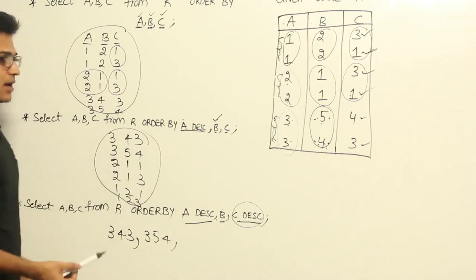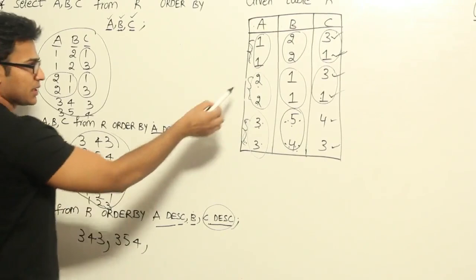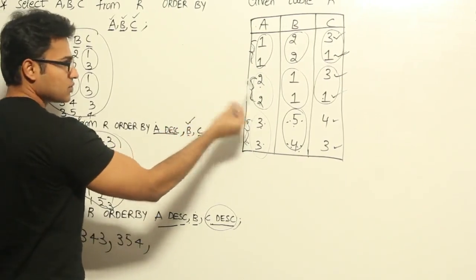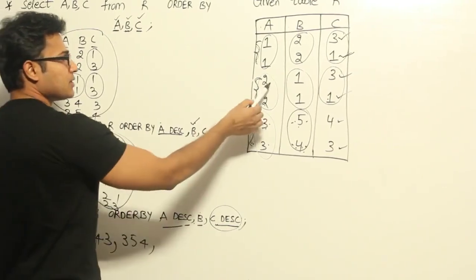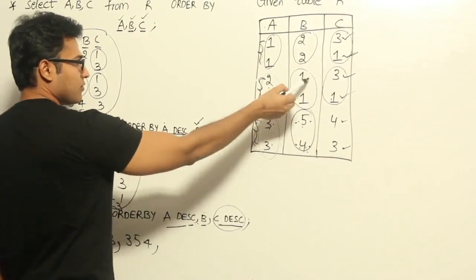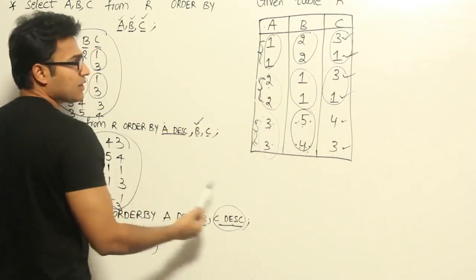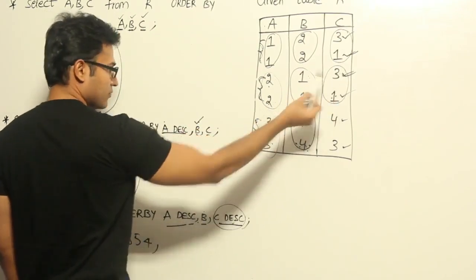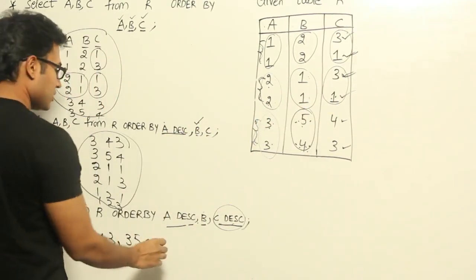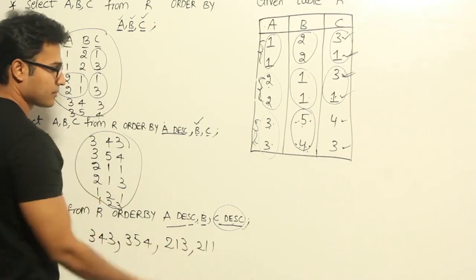Got it? And then again A is in the descending order, which means the next tuples that have to appear are these two. Among these two we have to decide the order again. Since A is the same, we are going for B. Now B is also the same, therefore you have to go for C. Now what does C say? C has to be in the descending order. Descending order means highest value first. Therefore this has to come first and then this. So we are going to write it as 2 1 3 and then 2 1 1.